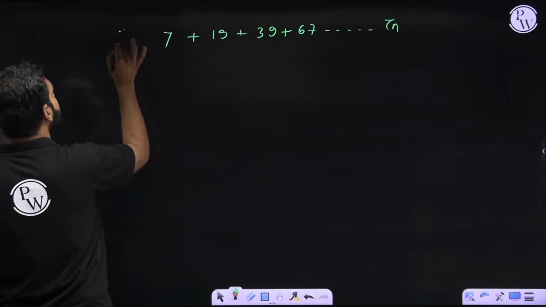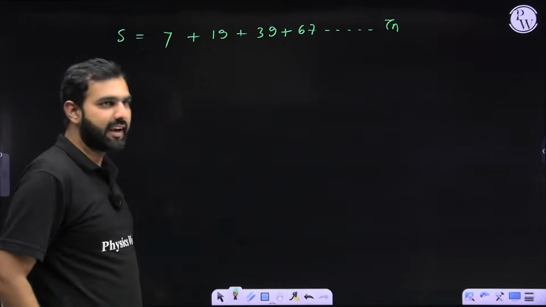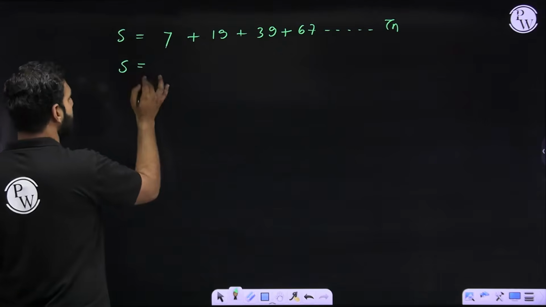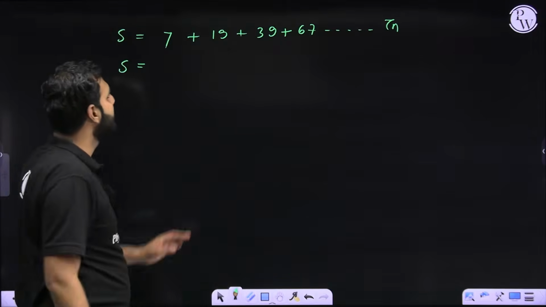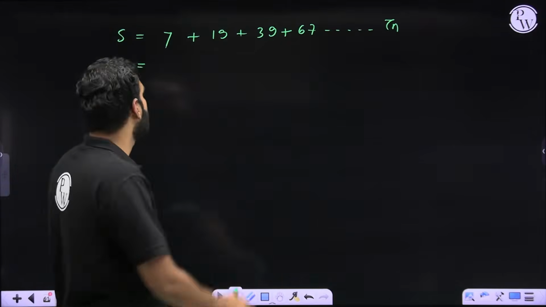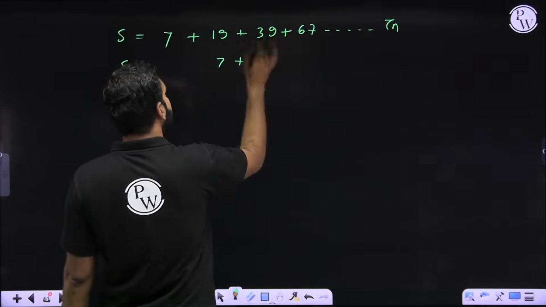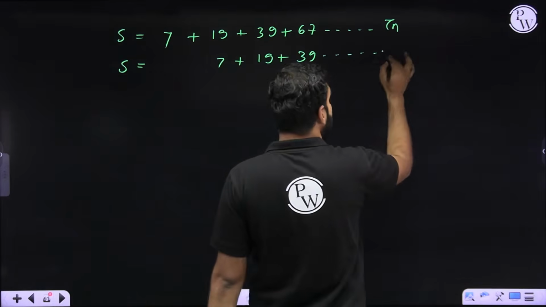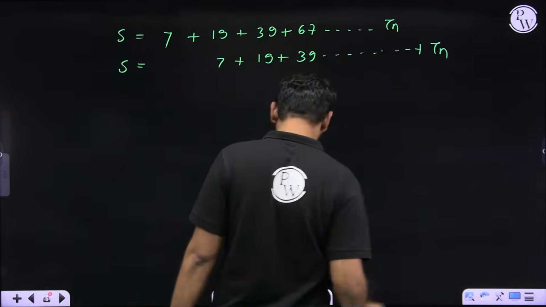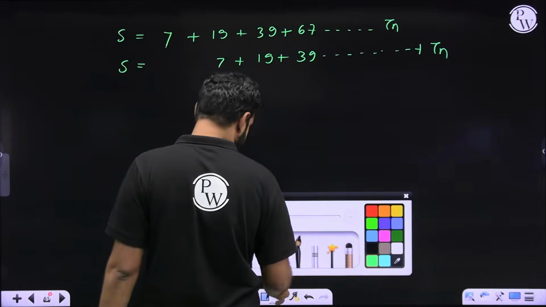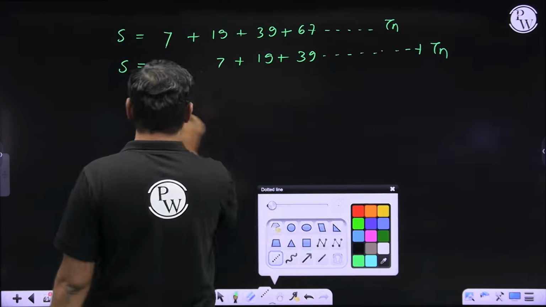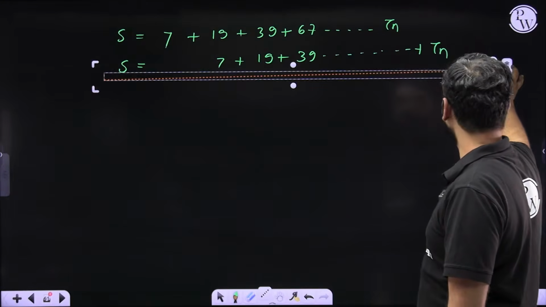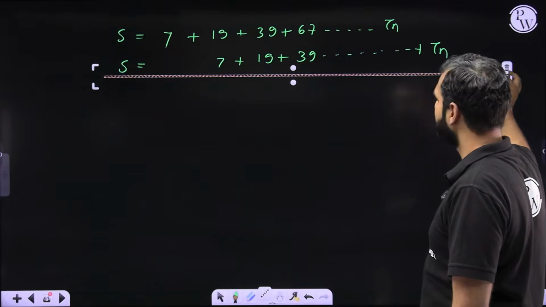I write this sum as S. This is a standard predefined method which I'll be using. This same S I'll write again, but one step ahead, with this 7 shifted to the next step. So this 7 I'll write here, this 19 here, this 39 here. In the same fashion, the second last term will appear here, and this Tn will move one step further. I hope there is no confusion on that. And from the first equation, I'll subtract the second equation. I hope we can do that.